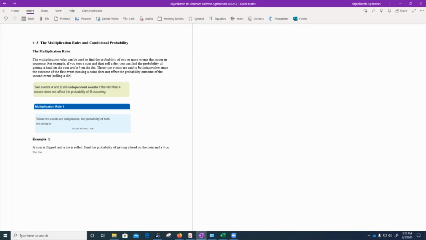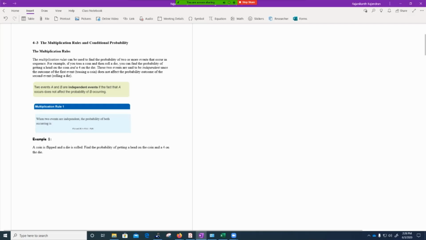What does independent events mean? Look at the definition first. Two events A and B are independent events. That means A occurring does not affect the probability of B occurring. In other words, these two are acting independently, right? The probability of one does not affect the other.